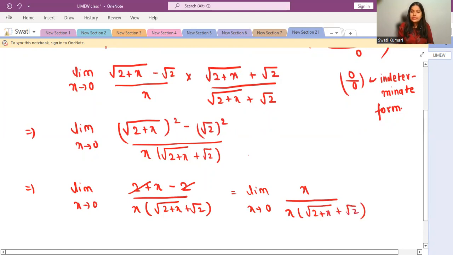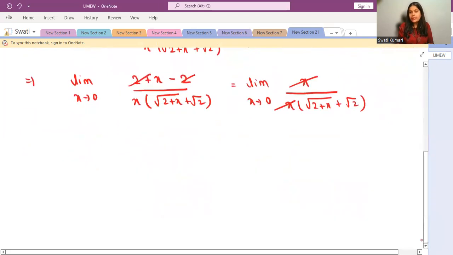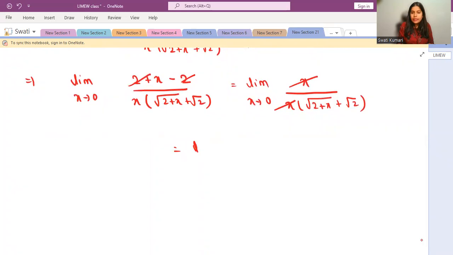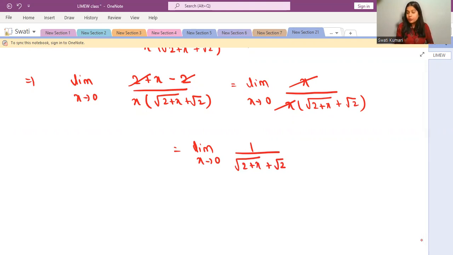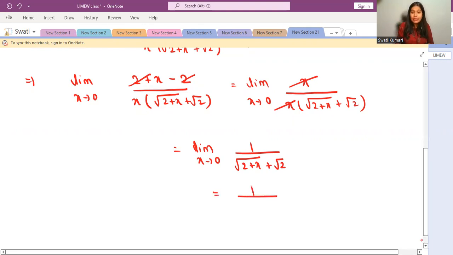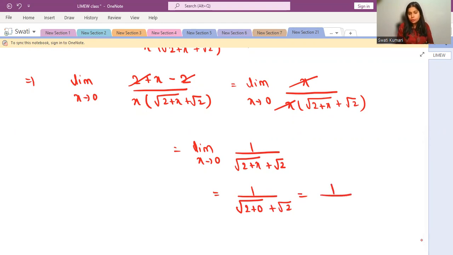Now here you can notice that this x and this x will get, of course, cancelled. So now what we are left with? We are left with limit x tends to 0, 1 upon root 2 plus x plus root 2. Now you can notice here, we can now put the value of limit, which is x is equal to 0, because now we are not going to get any indeterminate form. So yes, we can directly put the value of limit here, and that will become 1 upon root 2 plus x is 0. So 0 plus root 2, which is going to be 1 upon root 2 plus 0 is root 2 only. So root 2 plus root 2 is 2 root 2.